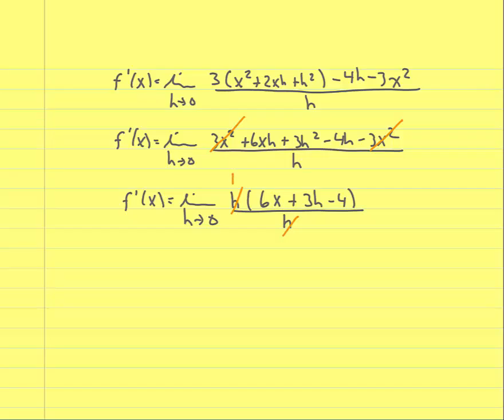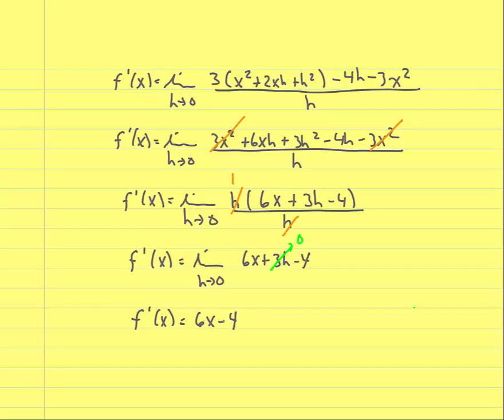That's the correct way to show that simplification, and I'm left with f prime of x equals the limit as h approaches 0 of 6x plus 3h minus 4. Now, as h goes to 0, this entire middle term goes to 0, and I'm left with f prime of x equals 6x minus 4.